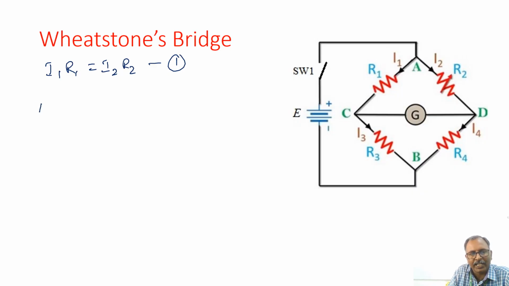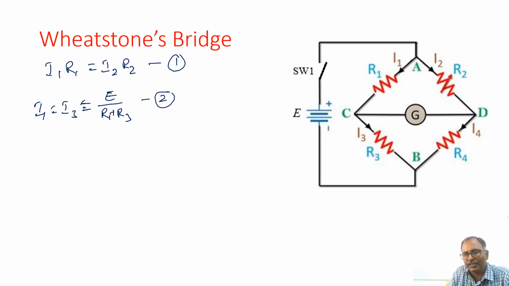Therefore, the current I1 flowing through R1 and I3 flowing through R3 will be equal, and these are given by the total voltage applied E divided by R1 plus R3. Let it be equation 2. And in this branch, the I2 current and I4 current will be equal, and I2 equals I4 equals the total voltage applied divided by R2 plus R4. This is equation 3.